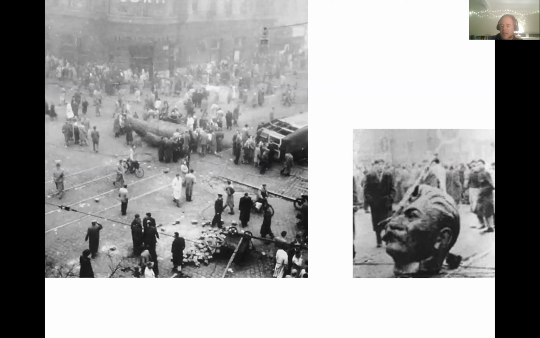There are a series of uprisings that occur in the aftermath of this in East Germany and Poland, but the most significant comes in Hungary, where there was more of a democratic base than in any other East European country except for Czechoslovakia. And in the fall of 1956 in Budapest, the capital, these are some photos, there's a popular uprising, a statue of Stalin is toppled, a reform communist named Imre Nagy takes over.